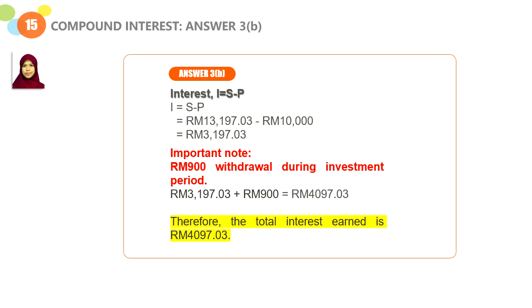Important note: RM900 withdrawal during the investment period. RM3,197.03 plus RM900 equal to RM4,097.03. Therefore, the total interest earned is RM4,097.03.